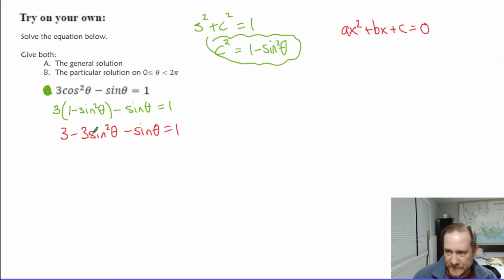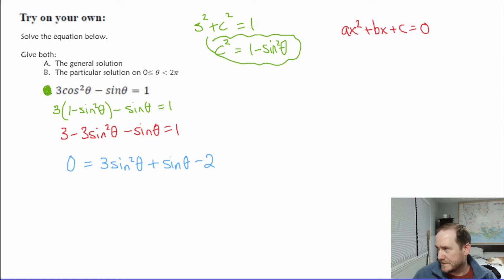Since I've got a negative on my sine squared, I'll just kick everything over to the right hand side. So this side is going to all go down to 0. And over on the other side, I'll have a positive 3 sine squared from adding it to both sides. I'll add a sine to both sides, so I'll get a positive sine over here. Then if I subtract 3 from both sides, I'll have a minus 2. And so here's my equation.